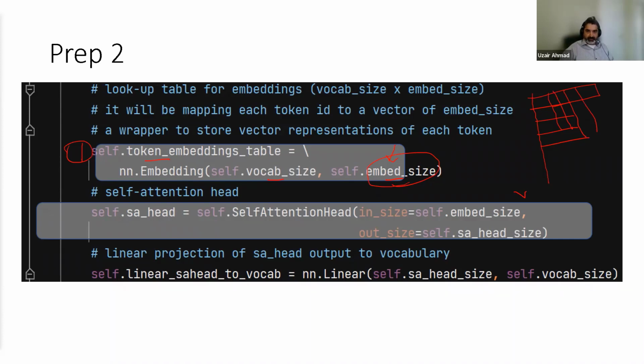The next thing that we were looking at is SA head. It's a module which we will look at shortly. We are going to call it self-attention head. What does it do?